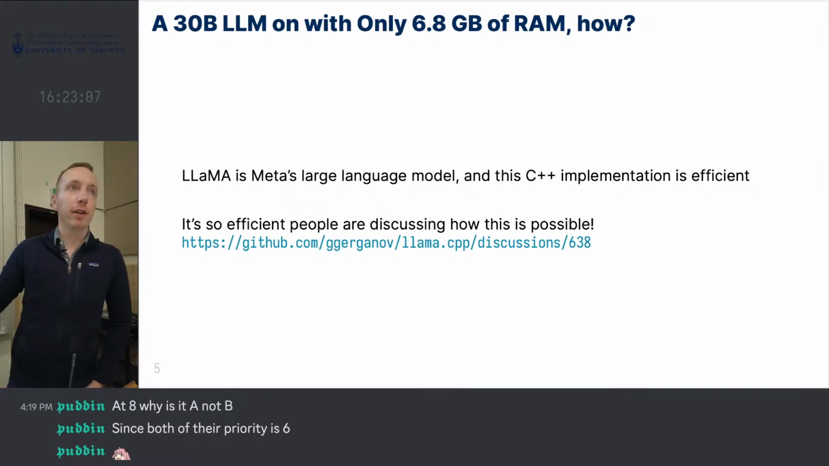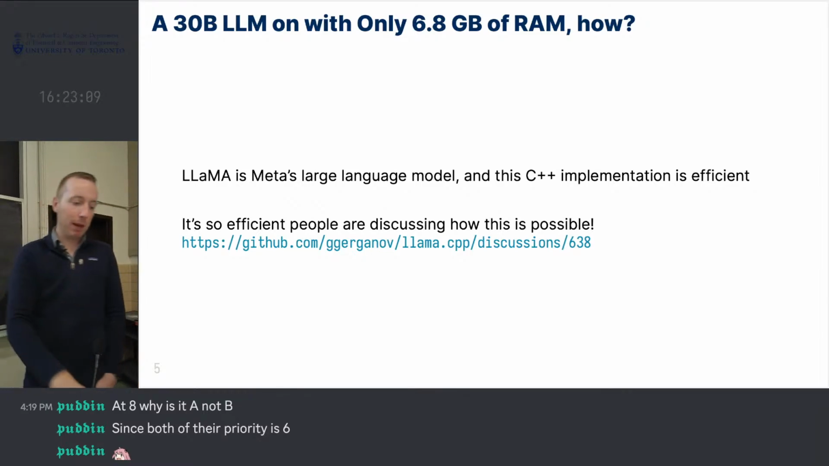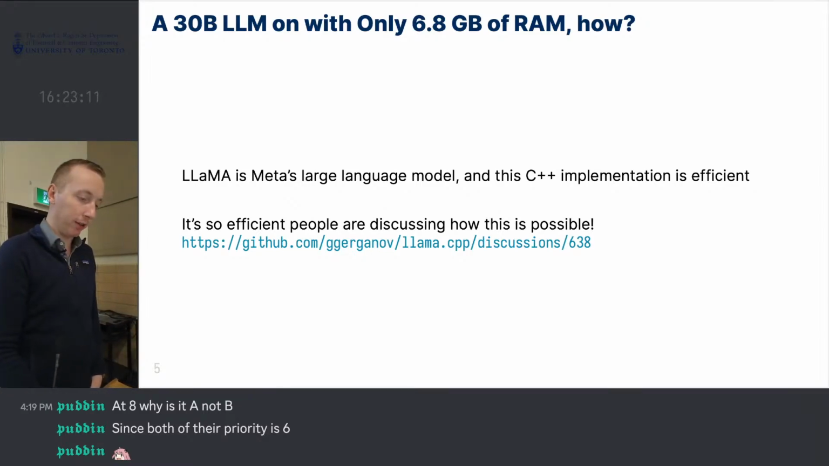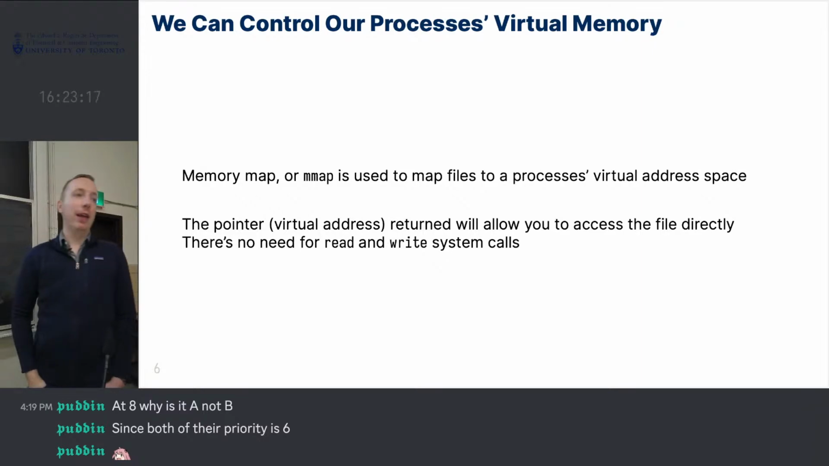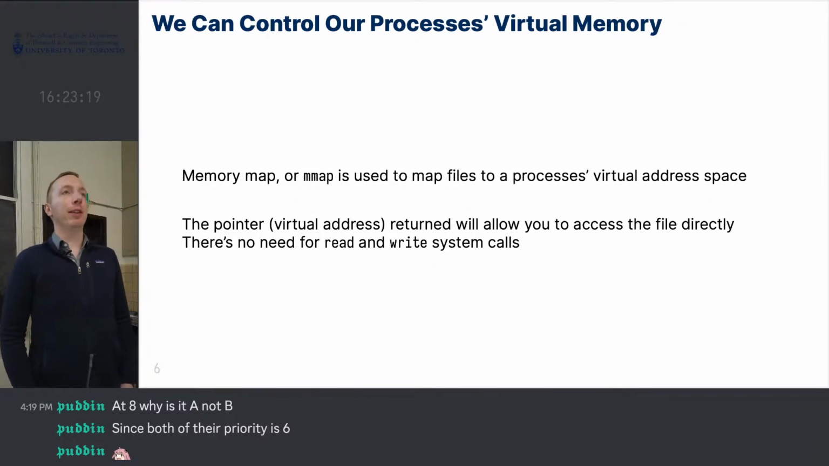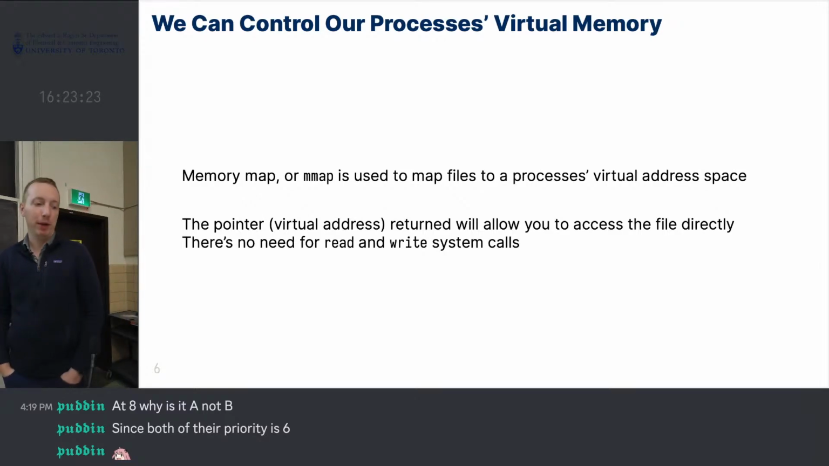There's a whole discussion about that, and we will see the magic behind it. It was like a one line change. Well, a few more, like 5 lines. But in order to get into how that worked, we need to learn about mmap, so we can actually control our process's virtual memory.